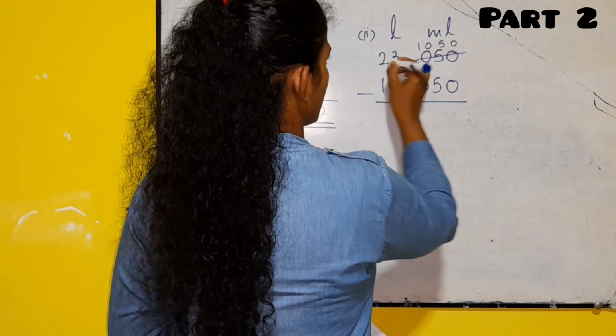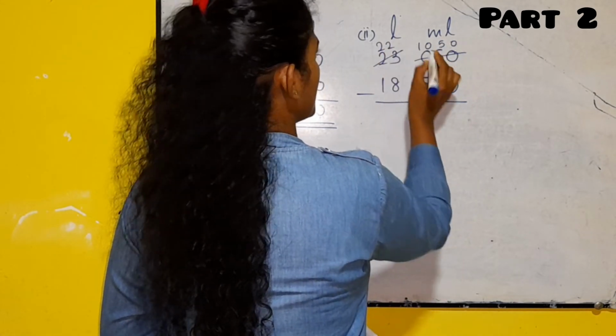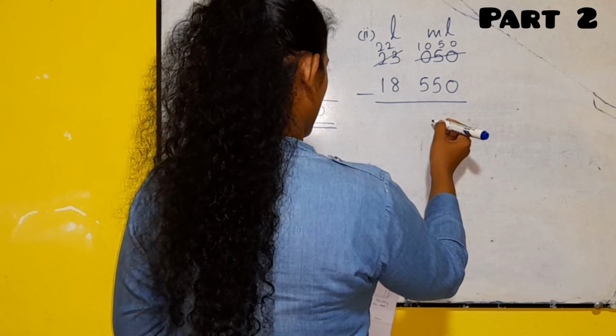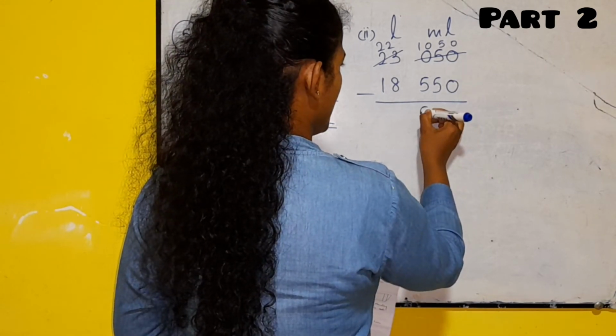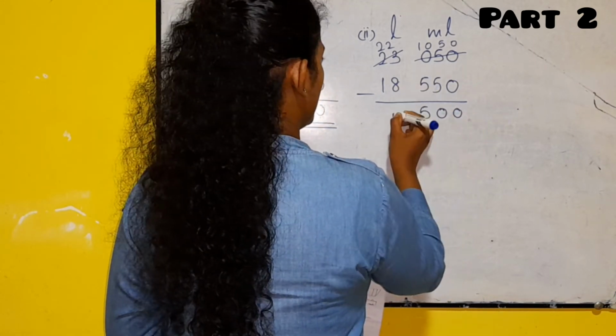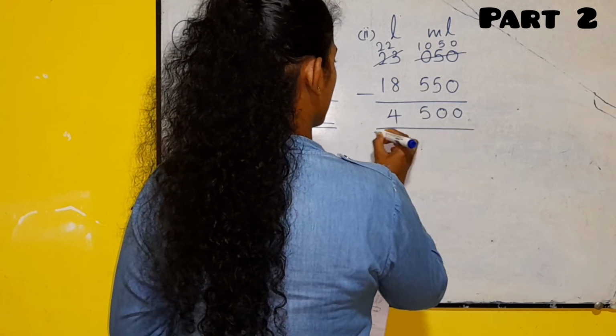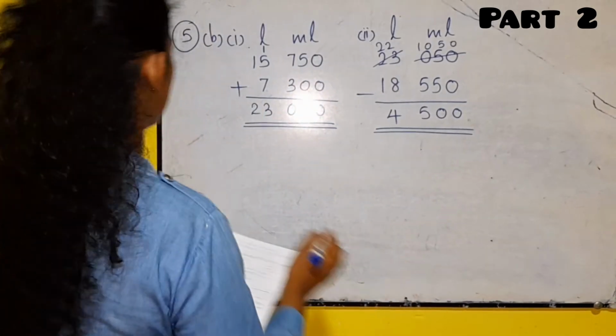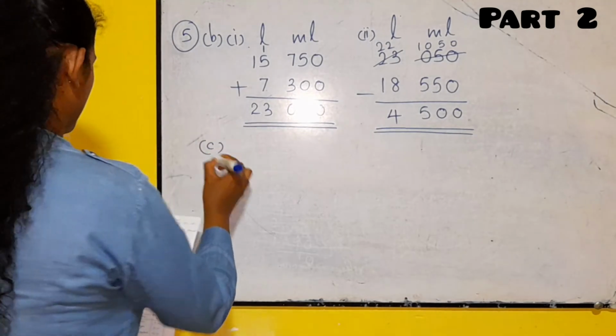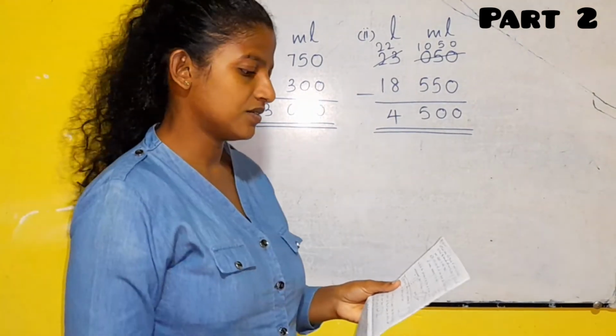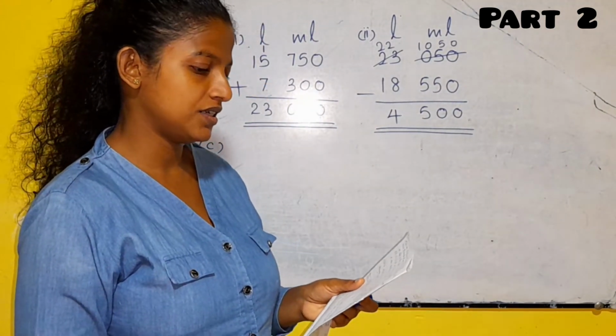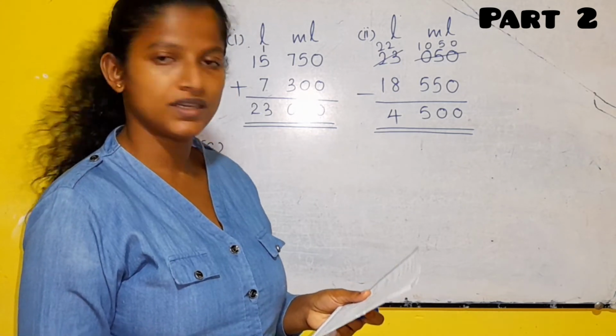1050 milliliters now. Here 22. Now if you do the subtraction, you get 500 here. And here the answer is 4. This is the answer. C part. Find the perimeters of the piece of iron sheet with measurements given in the figure.